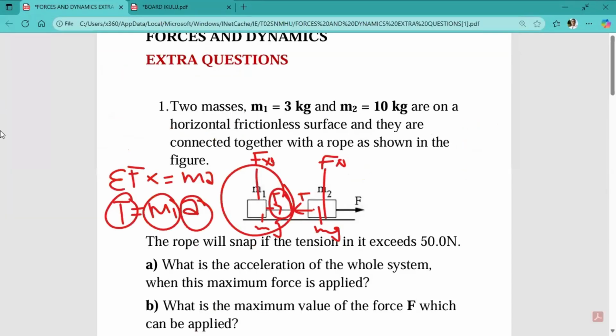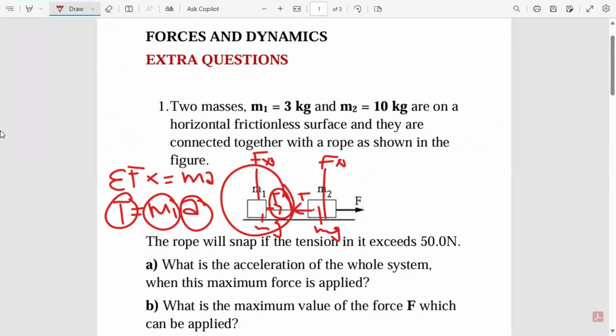We can go to question B. The second part of the question is, what is the maximum value of the force which can be applied? In order for us to find the maximum value of the force that can be applied, let's look at the forces that are acting on the second block, which is mass 2.